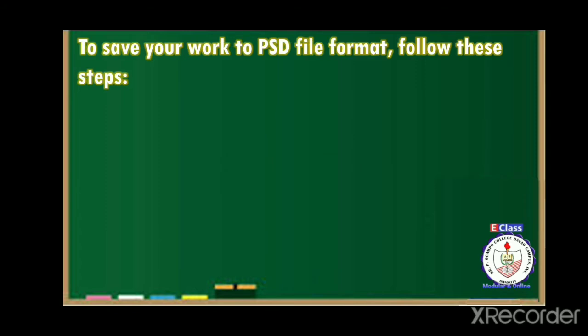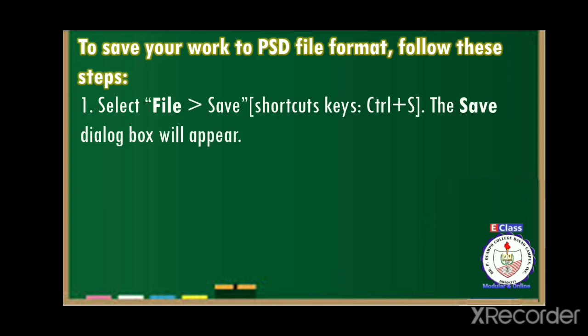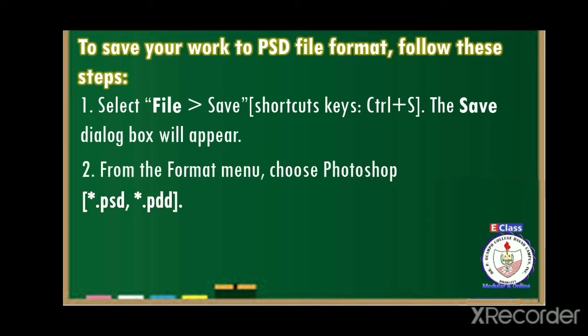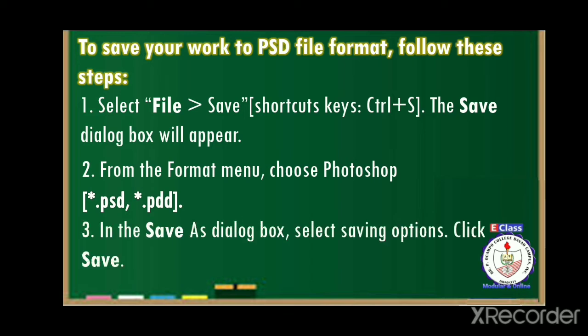To save your work to PSD file format, follow these steps. Number 1, select File and Save. Shortcut keys: Ctrl plus S. The Save dialog box will appear. Two, from the Format menu, choose Photoshop, PSD or PDD. Specify a file name and location. And third, in the Save As dialog box, select a saving option and click Save.